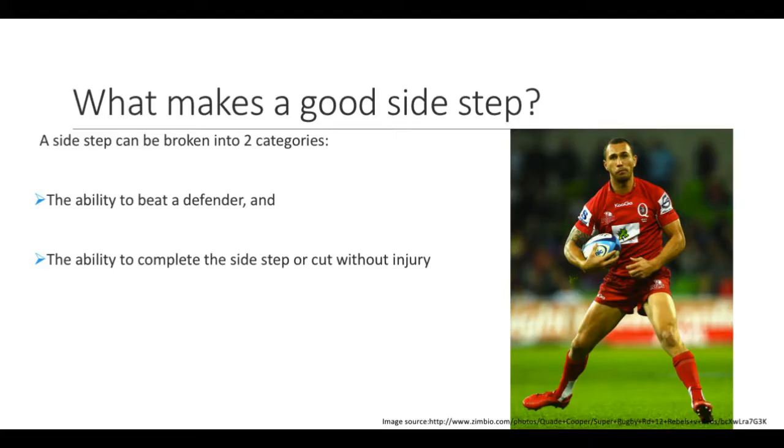A sidestep can be broken into two categories: the ability to beat a defender using agility and speed, and also the ability to complete a sidestep or cut without injury. Agility has been defined as a rapid whole body movement with a change of velocity or direction in response to a stimulus. Technique, speed, and leg muscle qualities all contribute to improved agility or change of direction performance.